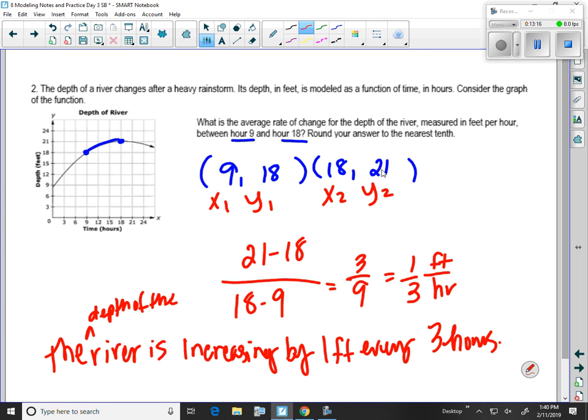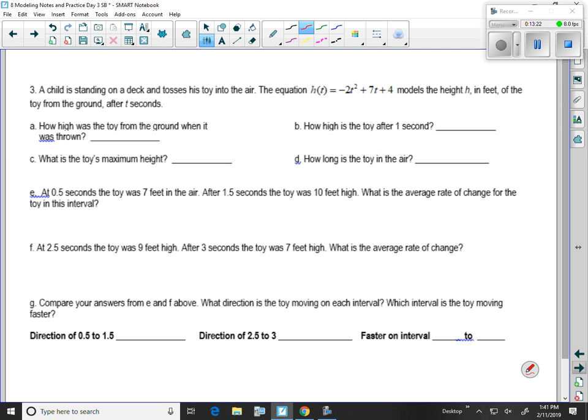All right. On to the next page, number 3. This is our last question together. This one's a little bit long too, but we're going to fly through it here. A child is standing on a deck and tosses his toy into the air. Imagine them standing on a deck, they toss the toy into the air.